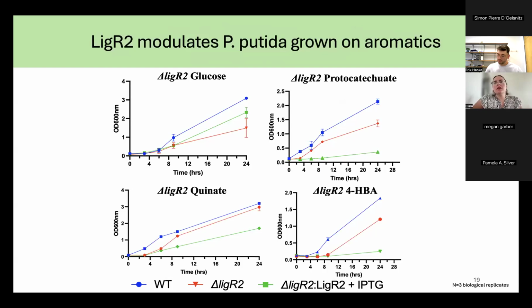Now, when we look at the utilization of glucose and aromatics in the LIGAR2 knockout, we see a minor reduction in the ability for the knockout to grow on glucose, and same with the aromatics. But when we, again, overexpressed it, you see this similar phenotype of suppression.